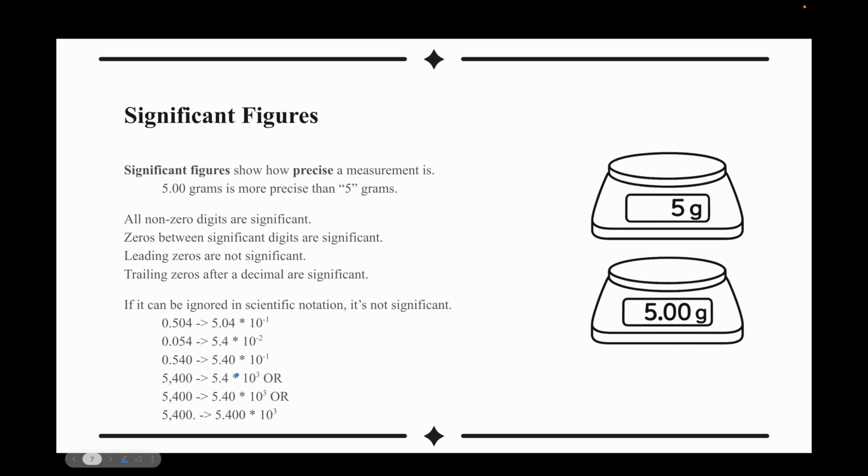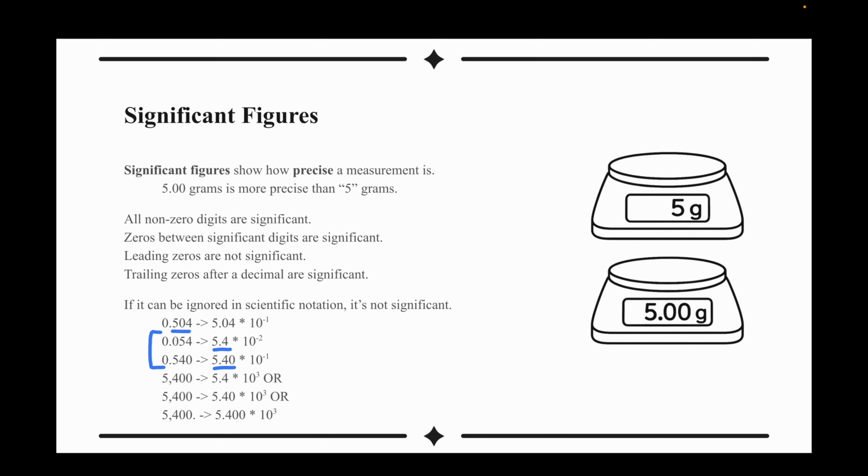For this first example, 0.504, we have 3 significant figures because we have 2 non-zero digits and then a 0 in between them. If we were to write this number in scientific notation, we would write 5.04 times 10 to the negative first. I want you to work through these next two using the rules we have above and see if you can see how this one has 2 sig figs and this one has 3 sig figs.